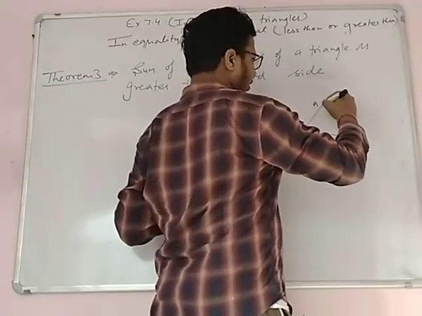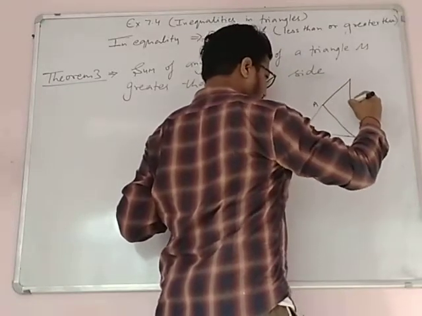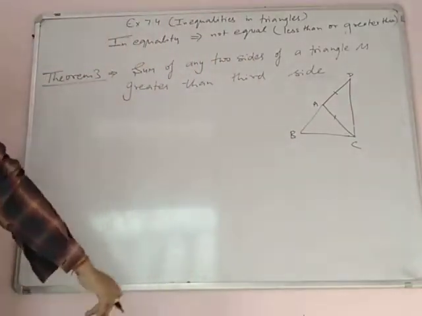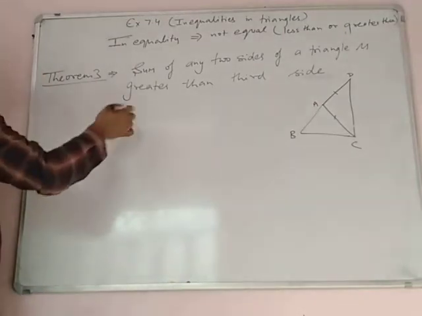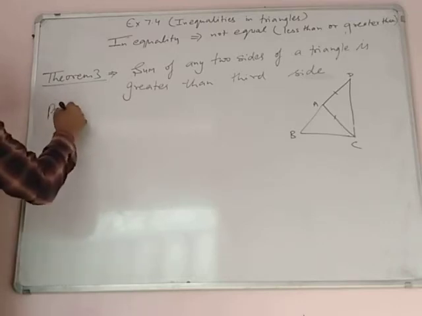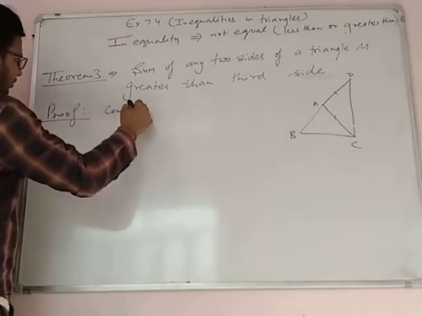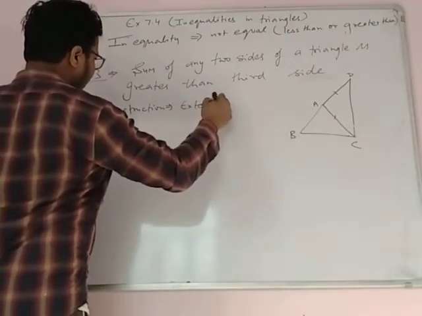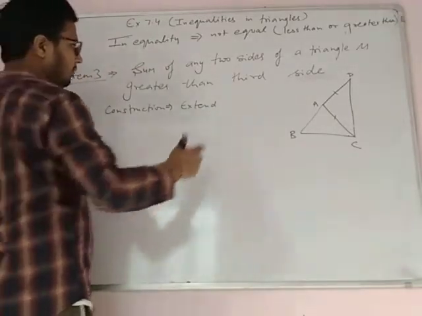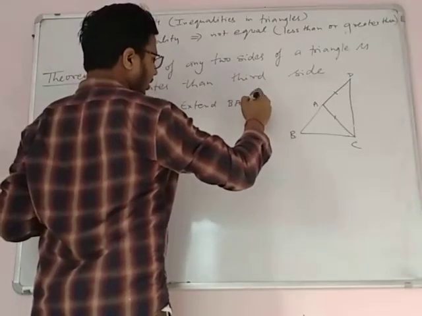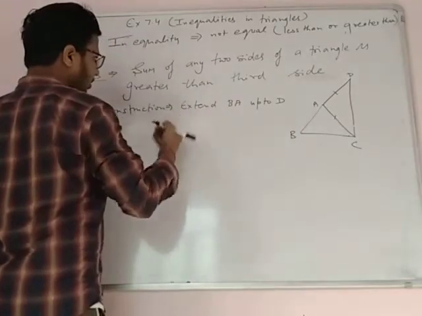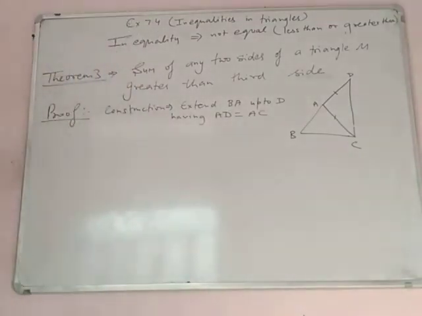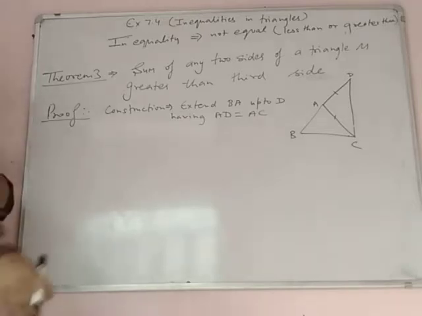Let's extend AB in the direction. Yes, this is the construction, and then the proof. Construction: extend BA up to D, having AD equal to AC. AD should be equal to AC. What should it be? AD should be equal to AC.